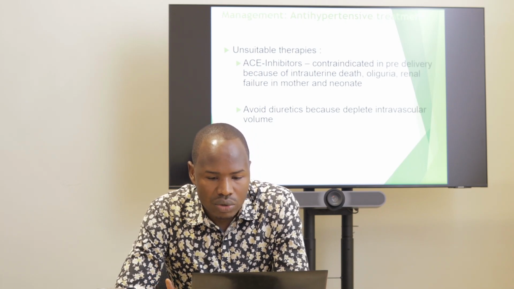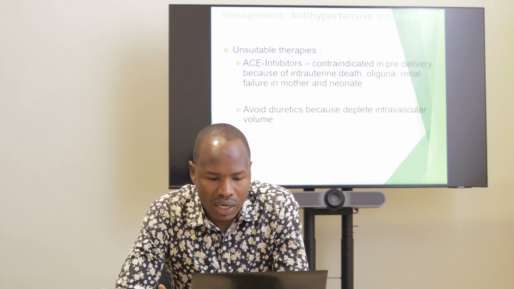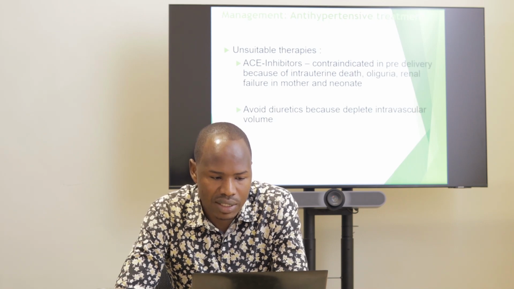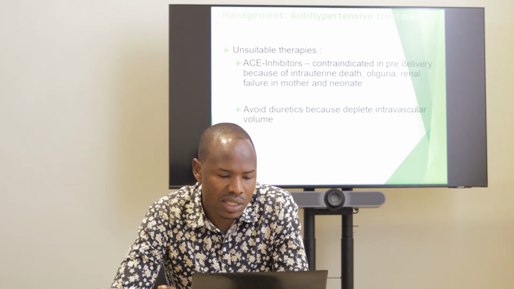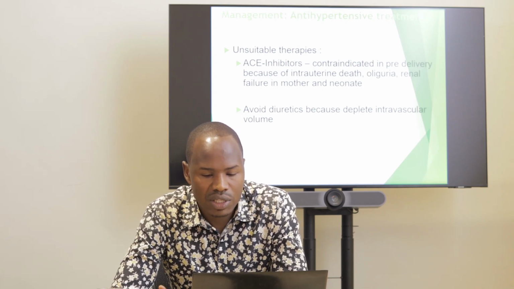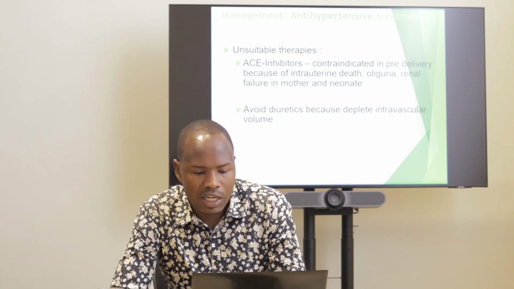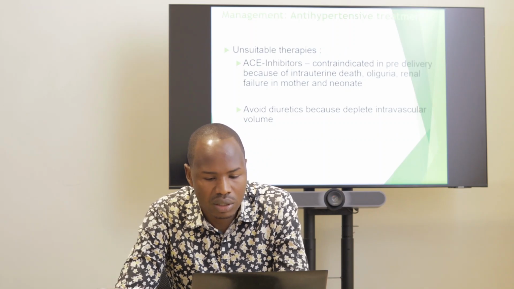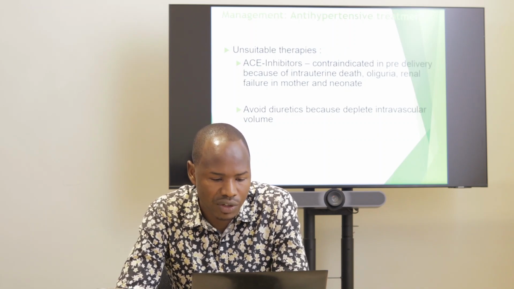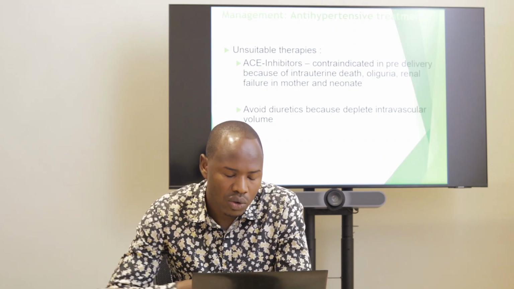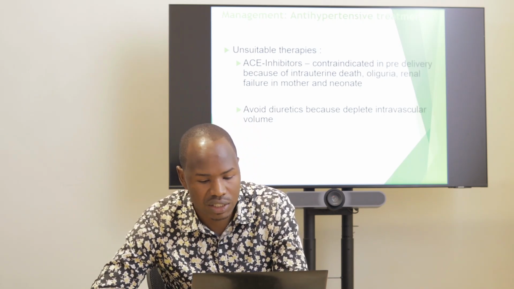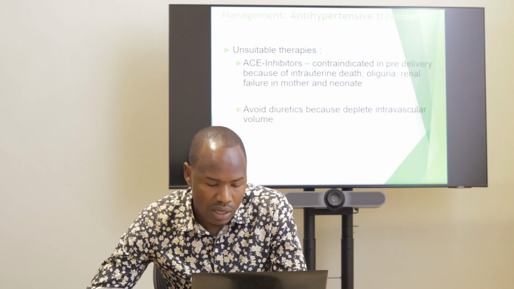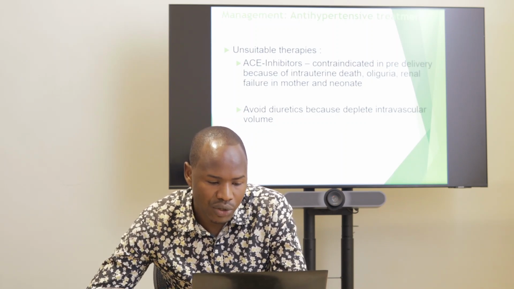There are also discouraged treatments for hypertension in pregnancies. We should not give angiotensin converting enzyme inhibitors because they are contraindicated in pregnancies, as they can cause intrauterine death, oliguria, renal failure in mother and neonates. Also, we have to avoid diuretics because they can deplete intravascular volume, as the mother can urinate a lot.